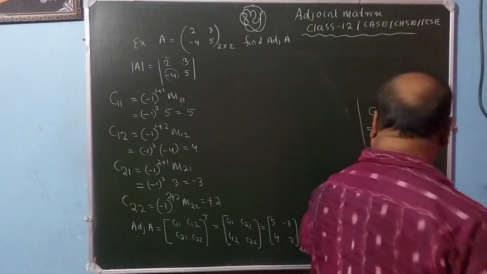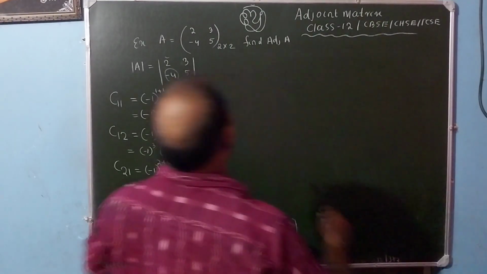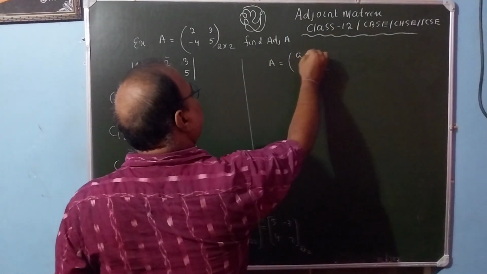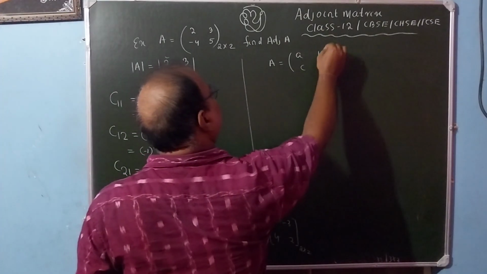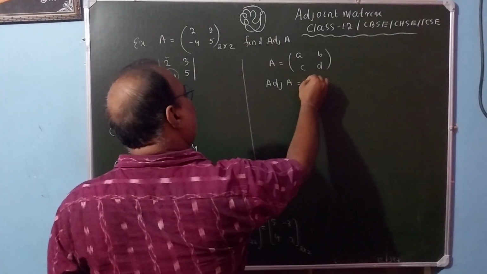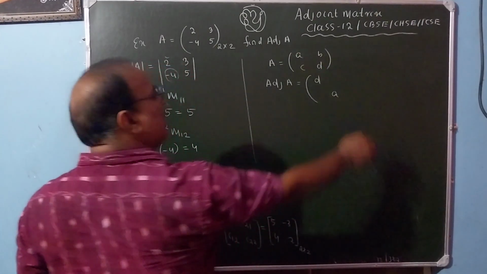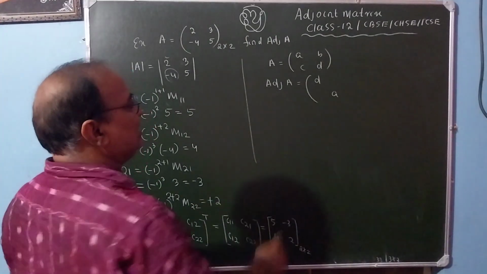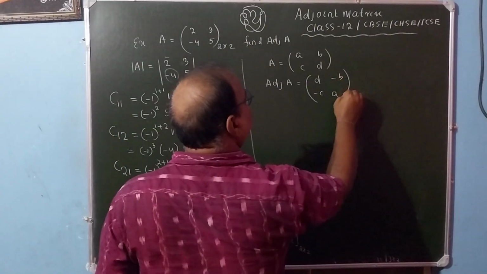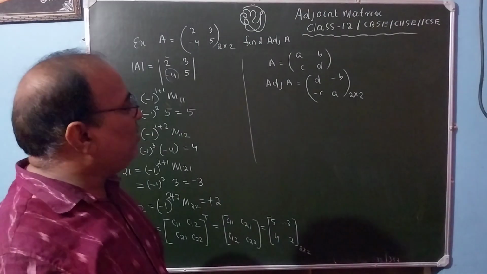So you see here one technique. How can you find out the adjoint? Suppose A is equal to A, B, C, D. Directly, the adjoint of A is obtained as: main diagonal elements interchanged, sub diagonal element sign reversed, minus C, minus C. Okay, directly you have to find out the adjoint of a second order matrix.